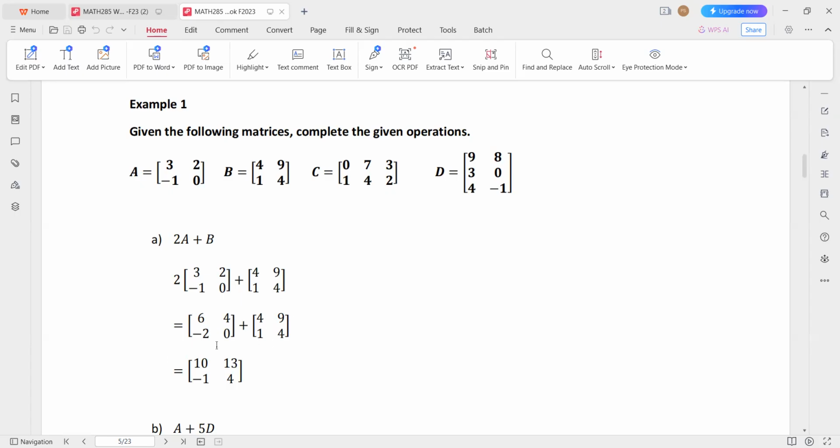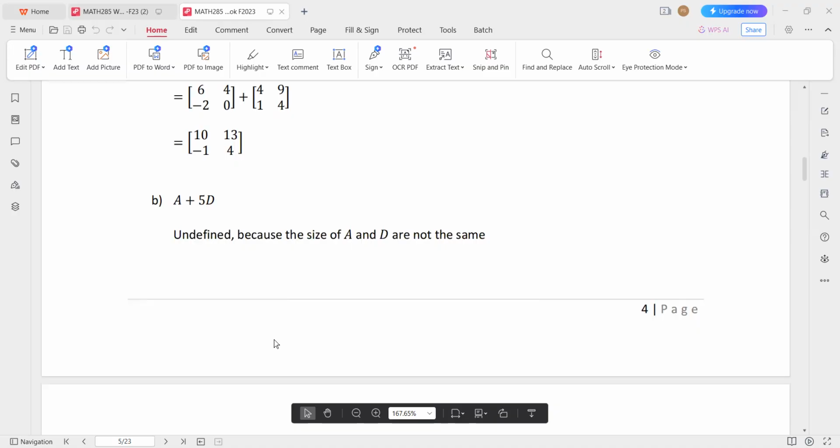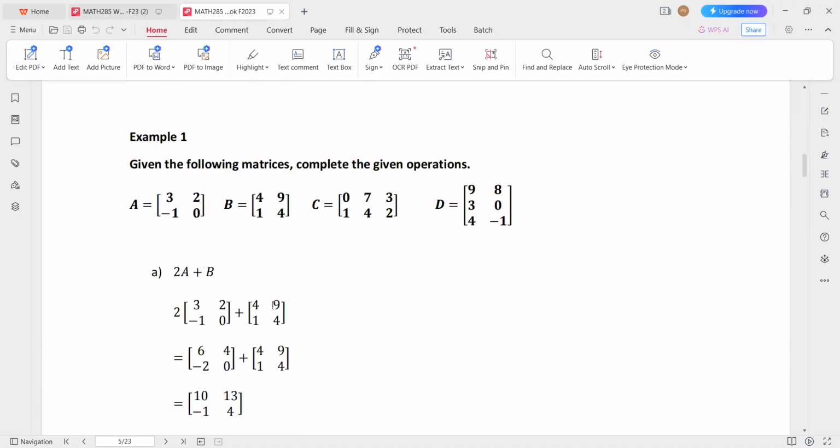So you basically have 6 plus 4, 10. 4 plus 9, 13. Minus 2 plus 1, minus 1. 0 plus 4, 4. So that's how it is for addition of matrices.